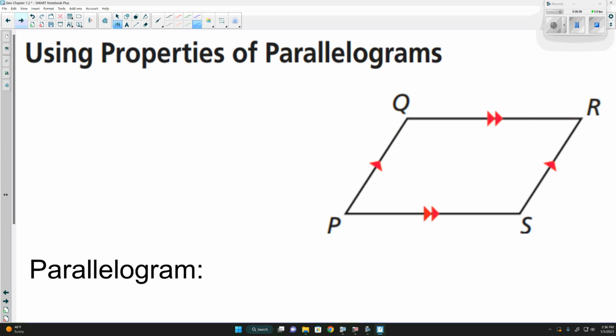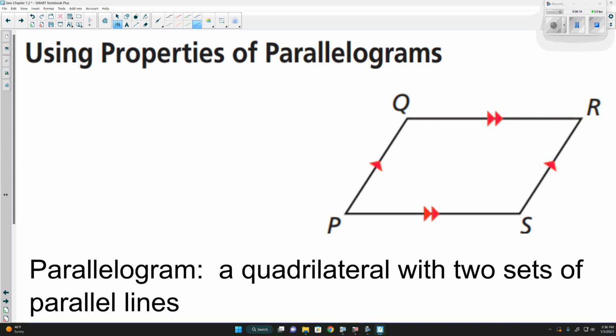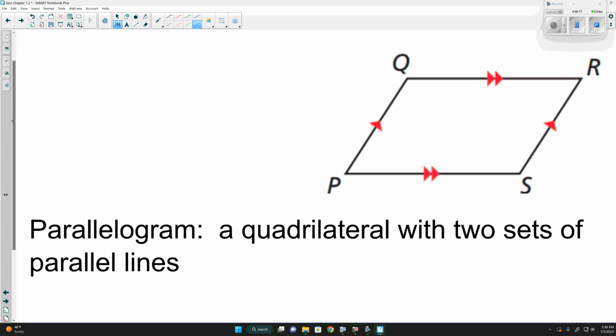Now, what we're talking about today is a special type of quadrilateral. We're talking about parallelograms. Now, by definition, a parallelogram is a quadrilateral with two sets of parallel sides. And as we go through this, we want to call these shapes by their most specific name.